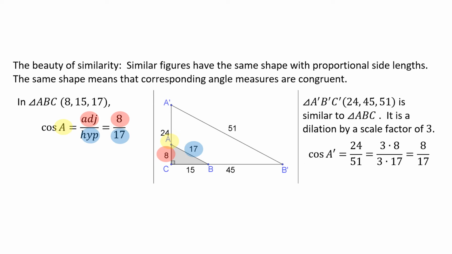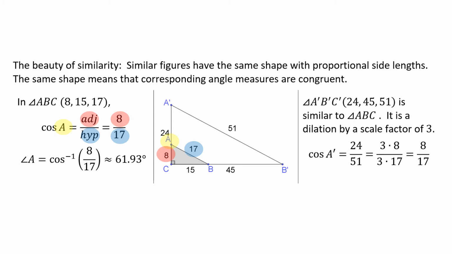If we want to know the measure of angle A, then we would say the inverse cosine of 8/17 gets us to about 61.93 degrees. However, if we dilate that triangle, blow it out to triangle A prime, B prime, C prime, it is 3 times as large, because you can see 8 times 3 is 24, 17 times 3 is 51, and 15 times 3 is 45.